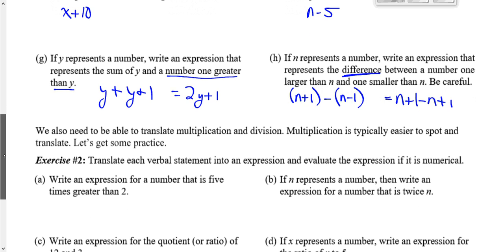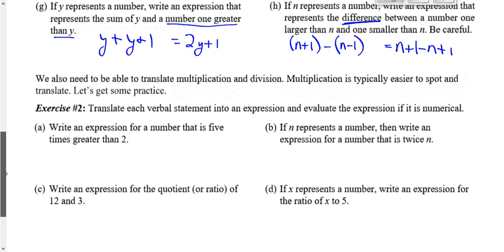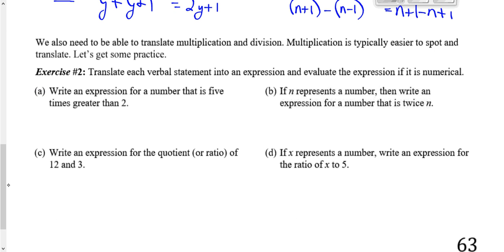All right. Let's go down here to exercise 2. How about translating verbal statements into expressions? And if it's numerical, they want us to evaluate it. All right, A, write an expression for a number that is 5 times greater than 2. Yeah, simple, wasn't it? Well, I don't know. 5 times greater than 2. 2 times 5. Of course, that equals 10, because they want us to do it numerically.